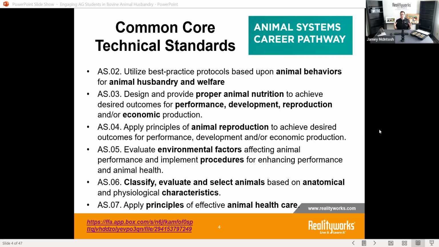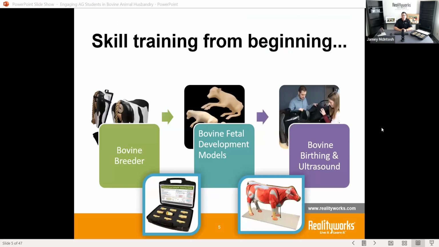So again, we're trying to tie in what it is that we need to teach our students. How do we do it in a fashion and manner that helps our students, and also makes sure that they're coming away with the learning they need within the standards? So let's get into that a little bit.